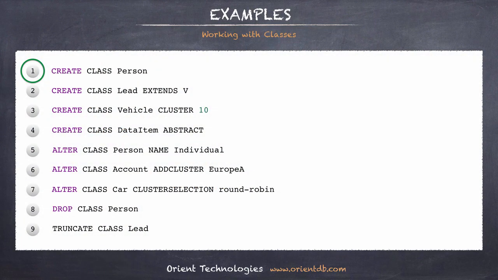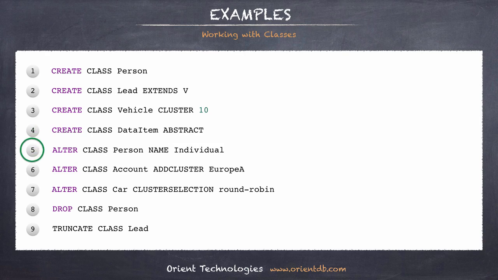One is the most basic example of creating a class. 2 creates a class that extends the V base class, making it have the qualities of a vertex. 3 creates a class and specifies its default cluster. 4 creates an abstract class called DataItem. Abstract classes cannot directly store data. They only provide structure for subclasses.